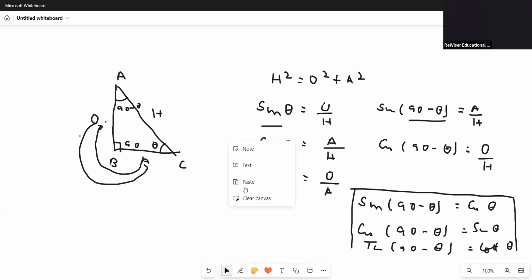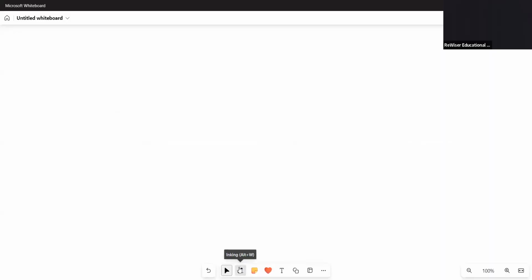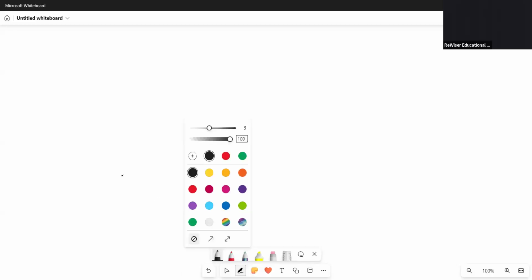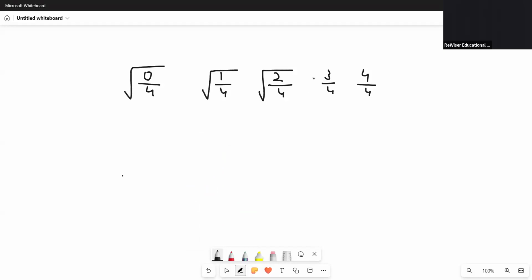Now moving ahead, we have to go by the standard angles formula. So how do we construct a standard angle table? Even if you don't remember the values, you can construct the table. So first write 0, 1, 2, 3, and 4. Divide all of them by 4, and make it under root. So now we'll start with, this is for 0 degrees, this is for 30 degrees, this is for 45 degrees, this is for 60 degrees, and this is for 90 degrees.